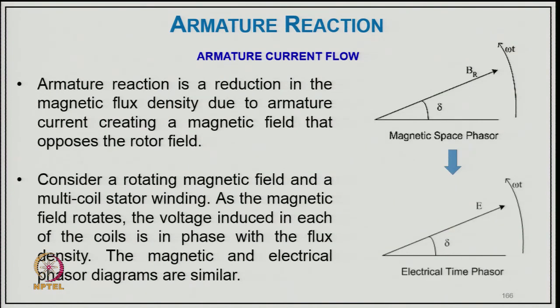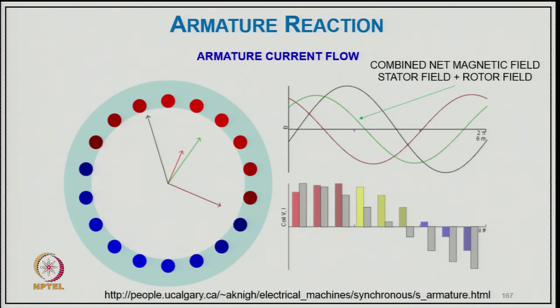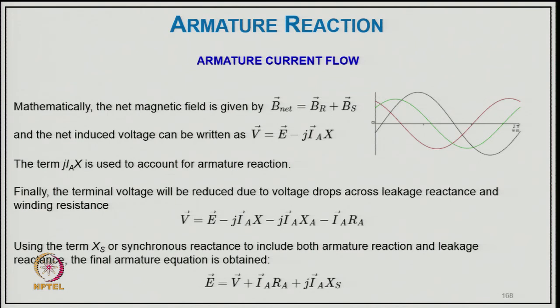Armature reaction is a reduction in the magnetic field density due to armature current creating a magnetic field that opposes the main field. Consider the rotating magnetic field and a multi-coil stator winding. As the magnetic field rotates, the voltage induced in each of the coils is in phase with the flux density, and the magnetic and electrical phasors are similar. So, this is typical; you can see how the field excitation comes there and how you will have a current and the field produced here. Now these are 3 phase currents flowing.